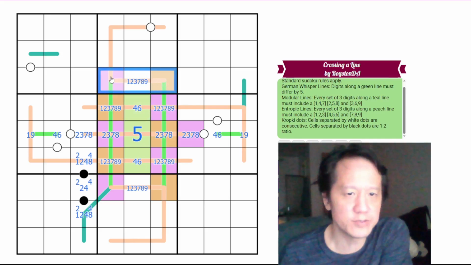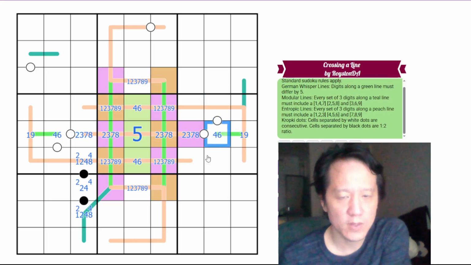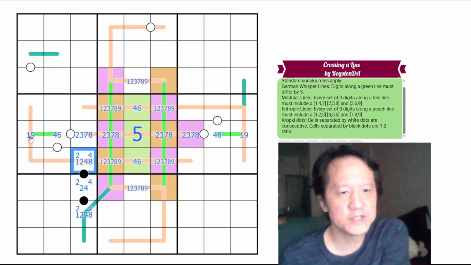So out of these 3 digits, where's the middle digit? It has to be one of these. So it has to be 4 or 6 here. But we don't know which. This is 1 or 9. Okay. So this has to be the same low, middle, high set as this one.